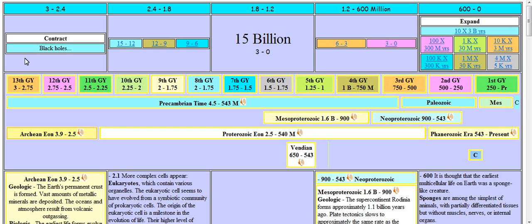Like here's 15 billion years ago, and so you have the 13th galactic year. A galactic year is 250 million years. So it's like galactic year 13 billion years ago. Or there's 13 galactic years.